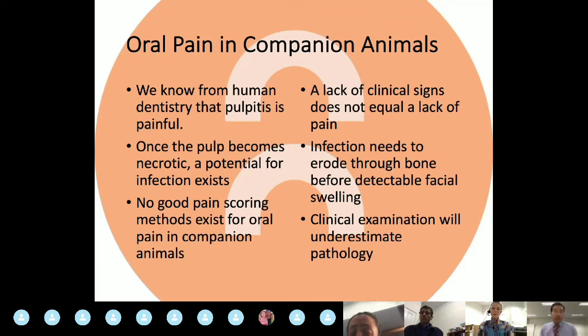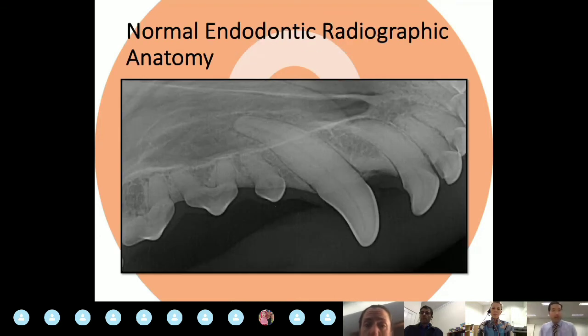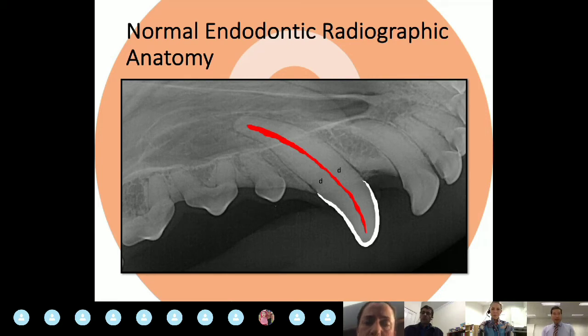So the next best thing we can do is really take an X-ray. And to do that, we should probably talk a little bit about normal endodontic anatomy. So this is a radiograph of a right maxillary canine tooth. The patient's nose is to the right of the screen, and the caudal is to the left of the screen. And what we have here on the outer layer, the white material, that's the enamel. And then we've got dentin, and then red pulp.